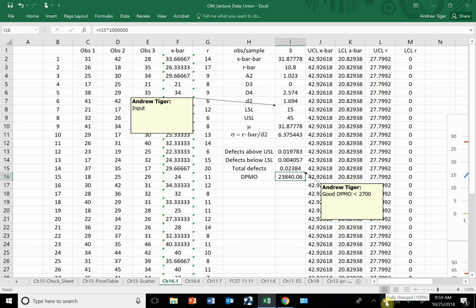Okay, that's how you calculate control charts, and then when a process is in control, determine if a process is meeting customer requirements by calculating DPMO.